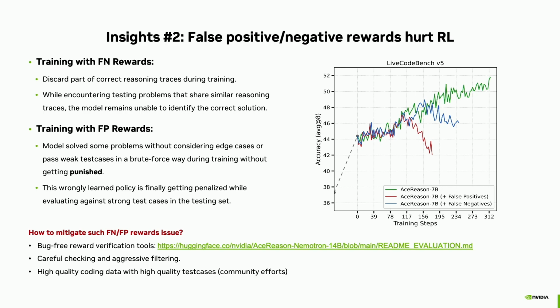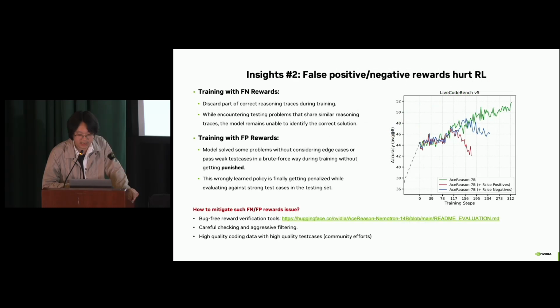So here's the main question: how do we mitigate such false negative and false positive rewards? First of all, definitely we need bug-free reward verification tools, as we just released. Also, we need careful checking and aggressive filtering. We need to know the quality of our training instances and what the verification results are. Do the verification results match the correctness of our generated code? Yeah, we need to put a lot of effort into that.